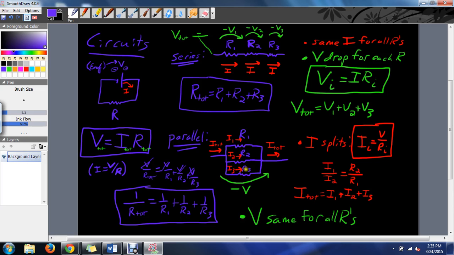So if this was 2, 3, and 4, you would say 1 over 2 plus 1 over 3 plus 1 over 4 equals 1 over R total. Add those fractions with a common denominator, and of course solve for that. If you want to do the algebra on your own, you can show that if you solve for R total and you only have 2 of these, what you can show is that it equals product over sum. Find a common denominator, R1, R2, and you add it up, and then you flip it, you get this.